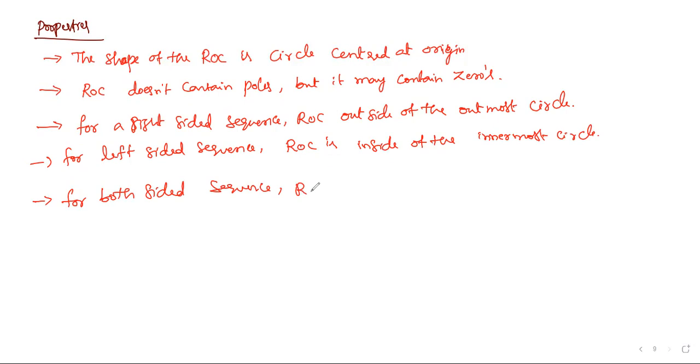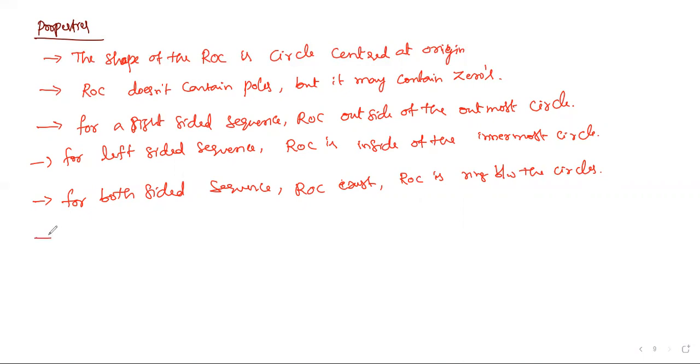And for a both-sided sequence, we consider two cases: the ROC may exist, or the ROC doesn't exist. If the ROC exists, what is that ROC? It is like a ring. The ROC is a ring between the circles. So these are the properties of the ROC.